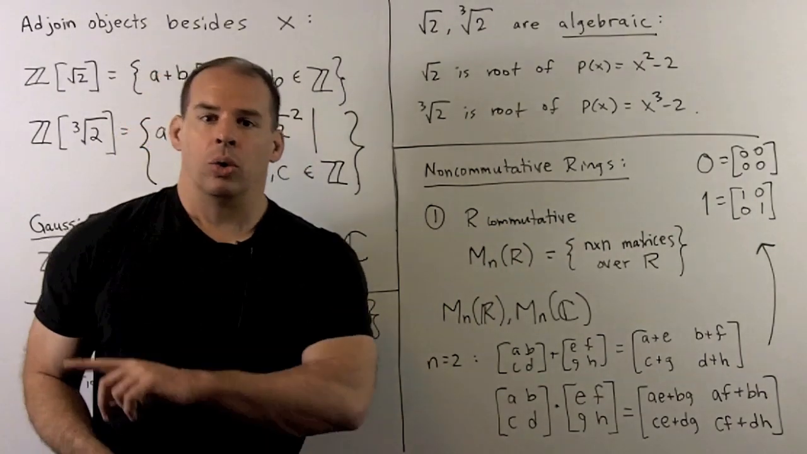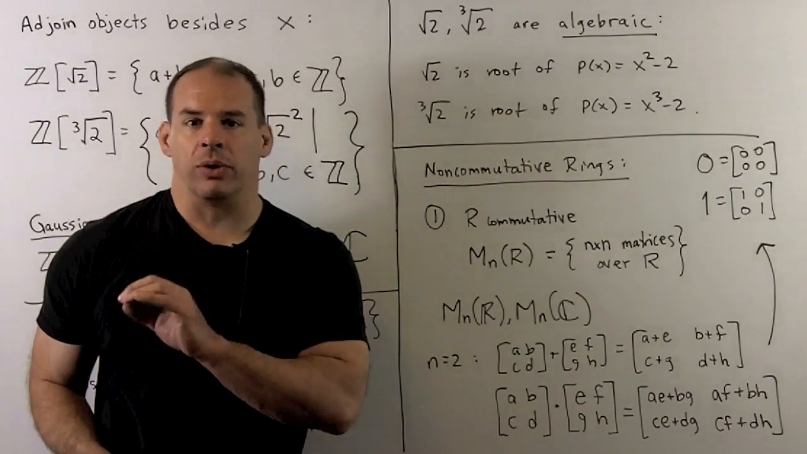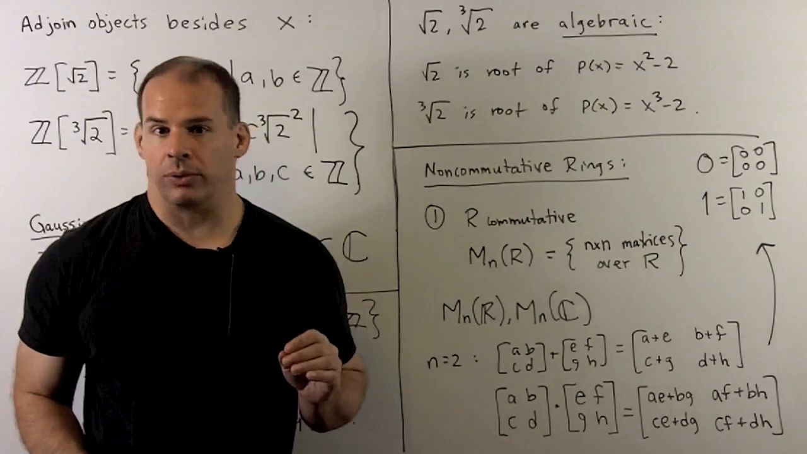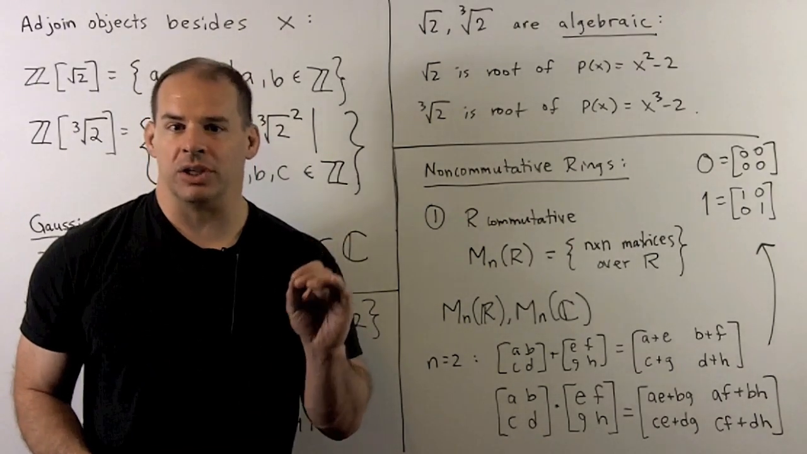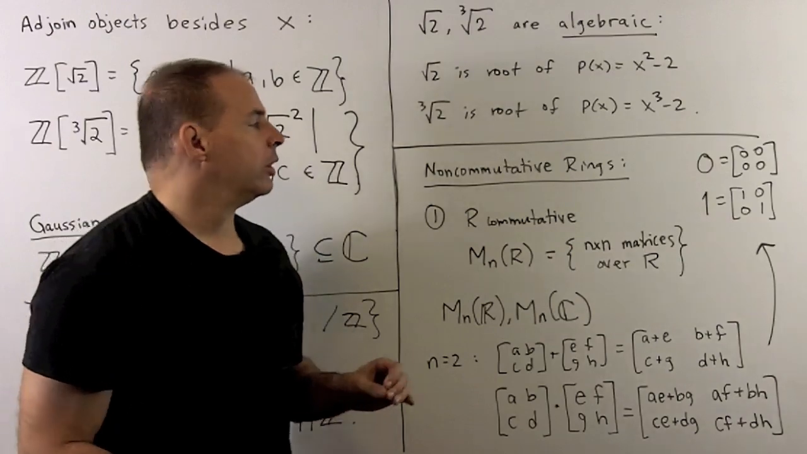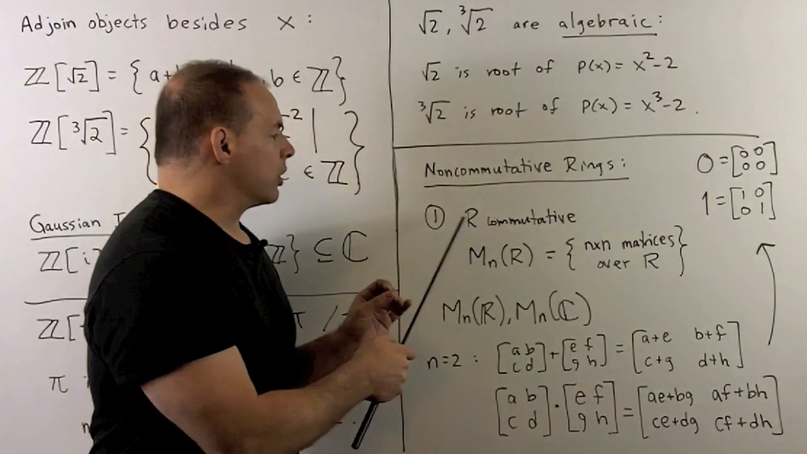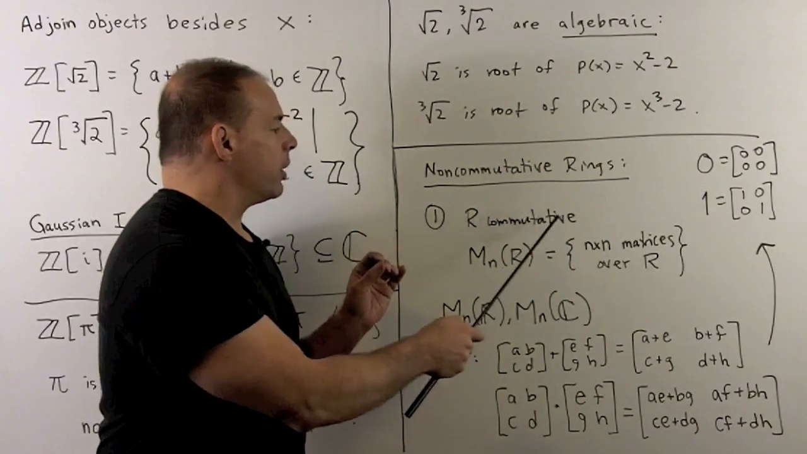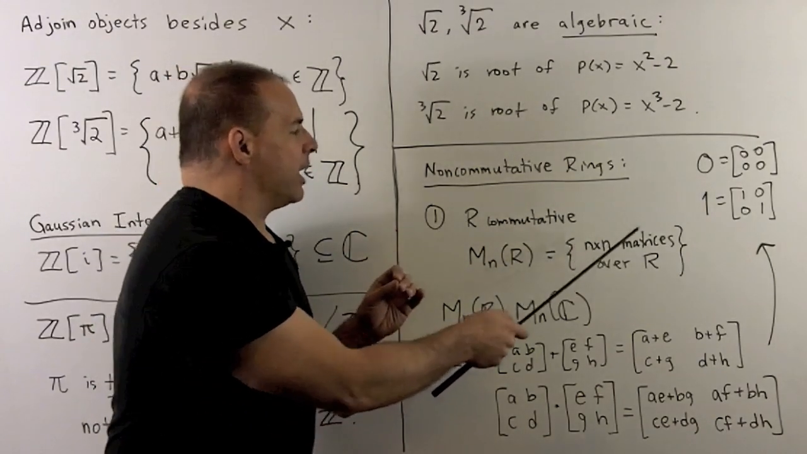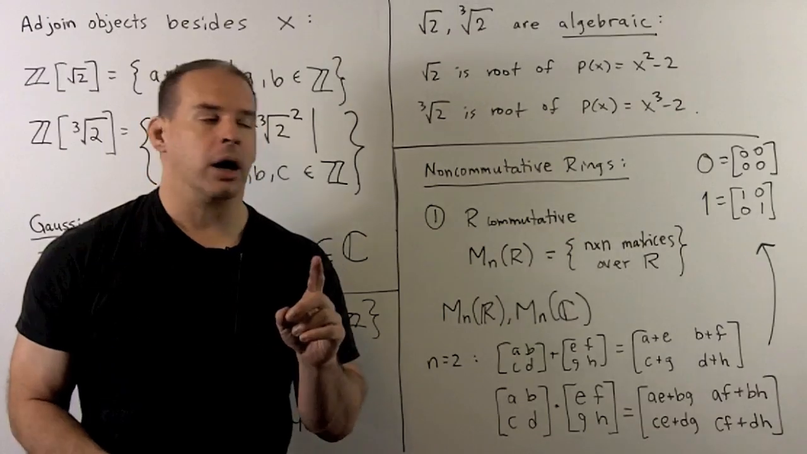Now, we've only considered so far commutative rings. How about some non-commutative rings? Here we want the multiplication to be non-commutative. First example from linear algebra. We'll use a commutative ring R just to keep things simple. I could take the n by n matrices with entries in R.